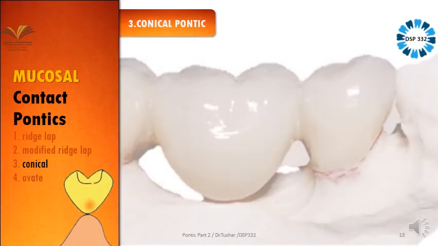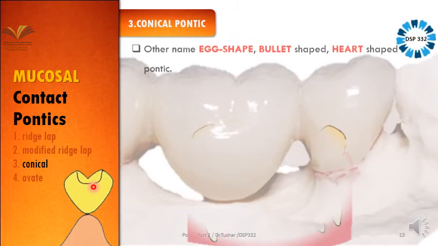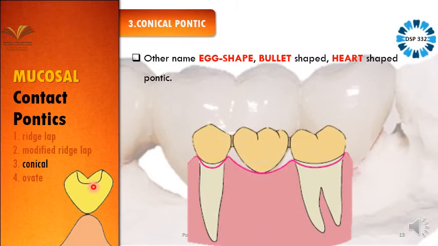Now we will see the conical pontic. Now as you can see, the shape of this pontic is like a cone. That is why it is called a conical pontic. They are also commonly called egg shaped pontic, bullet shaped pontic, or heart shaped pontic. These are the other names for your conical pontic.